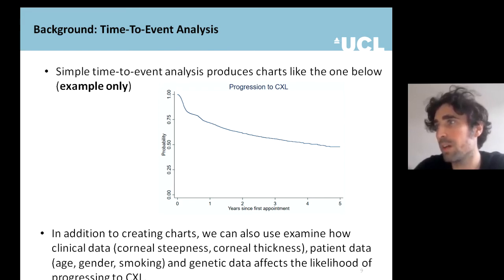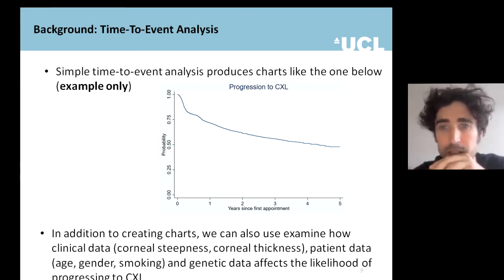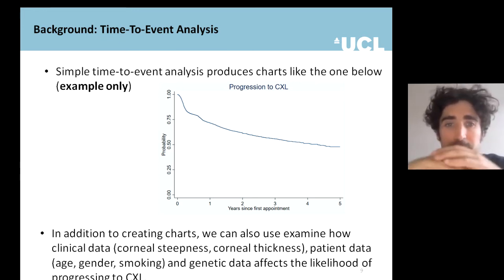In addition to creating charts, we can also examine how clinical data, such as corneal steepness or corneal thickness, and also patient data such as age, gender, smoking status, and genetic data, can affect the likelihood of progressing to cross-linking. And this is the most interesting part, I think, not just looking at charts, but how can we actually create a model from the variables that patients present with?